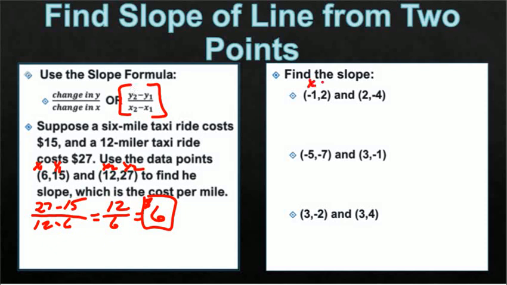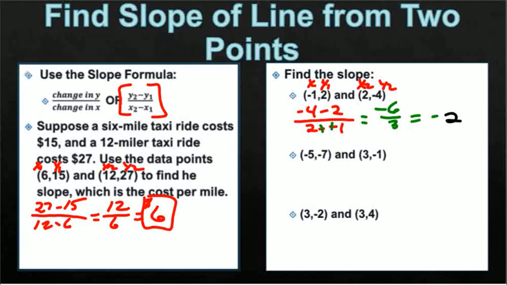Let's find the slope of these. So we're getting x1, y1, x2, y2. -4 minus 2 divided by 2 minus a -1. -4 minus 2 is -6. 2 minus a -1 is 2 plus 1, which is 3. Gives us an answer of -2.